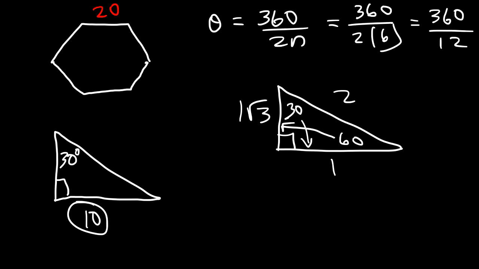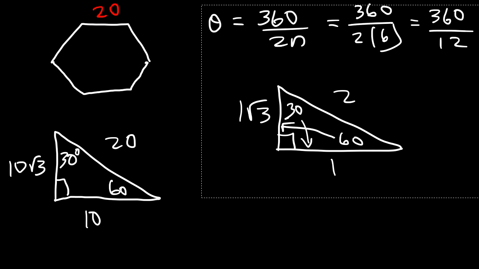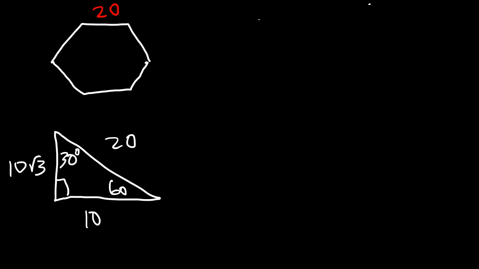So if this is 10, across the hypotenuse, across the 90 degree angle, it's going to be twice the value of this. So this is going to be 20. And across the 60 degree angle, it's whatever this is times square root 3. So this is 10 square root 3. So here's what we know so far. The apothem is 10 square root 3.